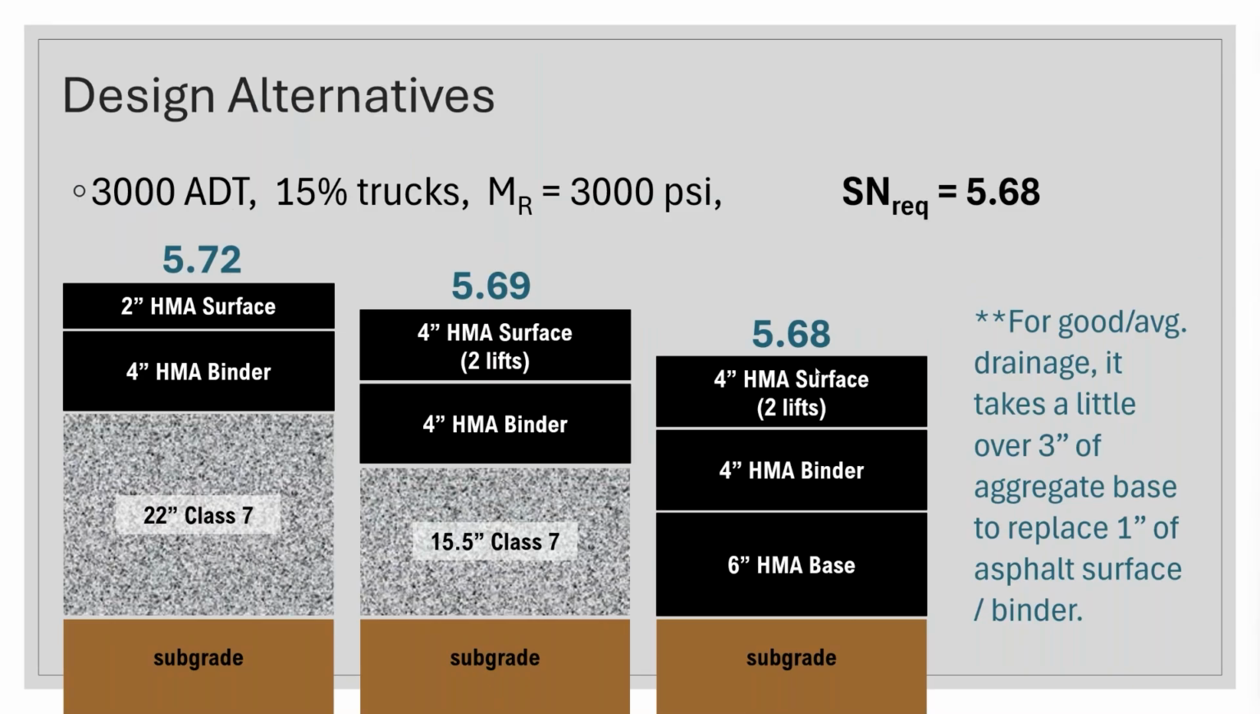As a rule of thumb, for good to average drainage, it takes a little over 3 inches of aggregate base, the crushed stone base, to replace 1 inch of asphalt surface or binder intermediate mix. So that's kind of a rule of thumb when you're trying to think through some options. It's a very general rule of thumb, but typically it'll work out about like that.